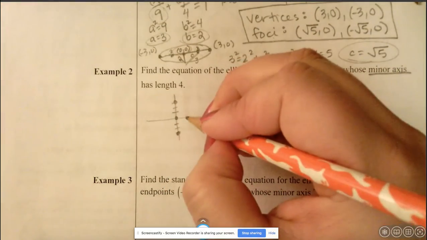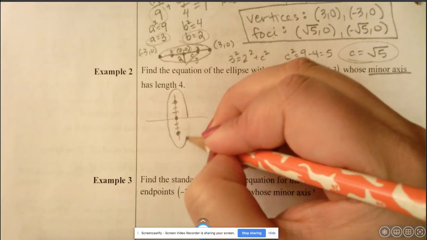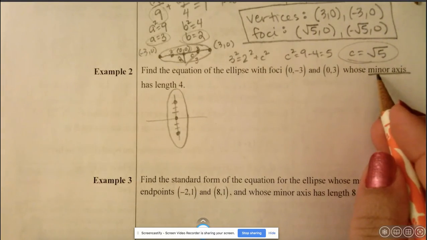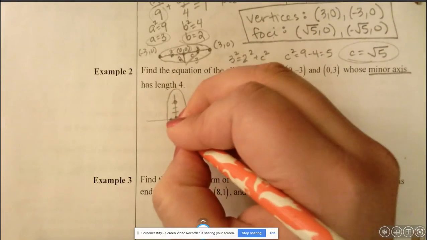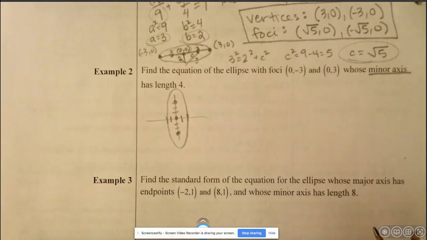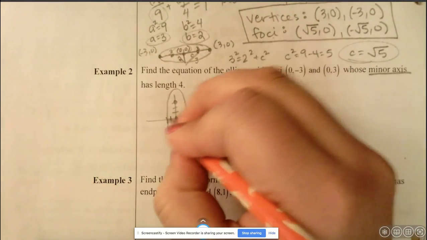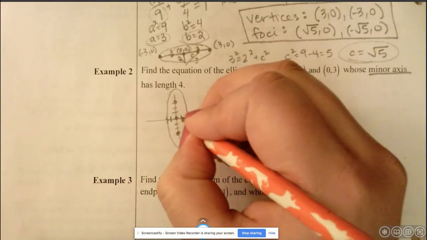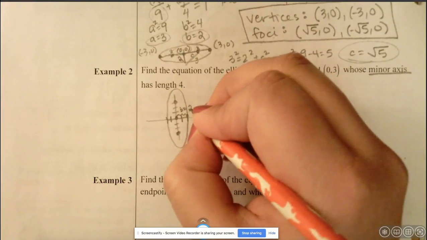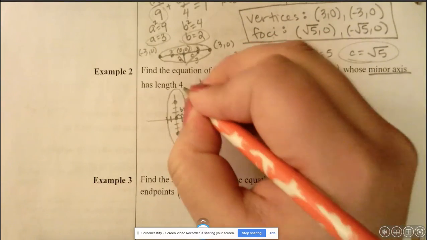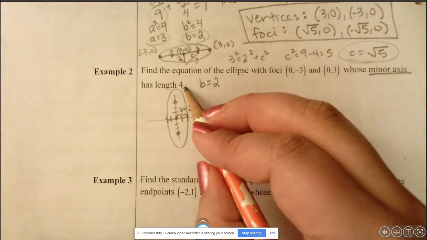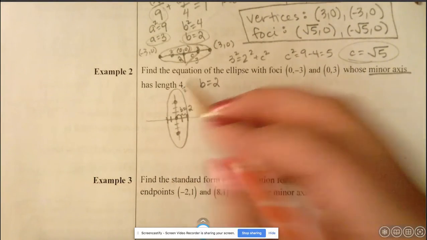So this is a vertical ellipse. And we know that the minor axis, the shorter axis, has a length of 4. 1, 2, 3, 4. And it has to be symmetric around the center. So here's my minor axis. That tells me I have a B length of 2. B equals 2, which was 4 divided by 2. Because if my minor axis is 4, my semi-minor axis is 4 divided by 2.